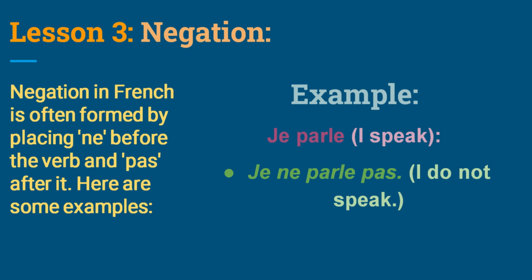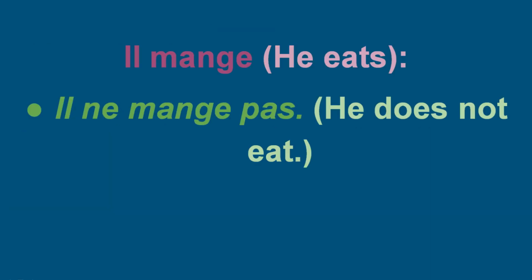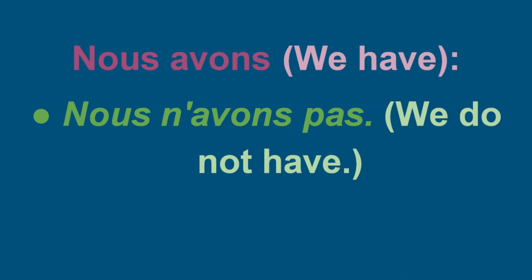Lesson 3. Negation. Negation in French is often formed by placing ne before the verb and pas after it. Here are some examples. Je parle, I speak. Je ne parle pas, I do not speak. Il mange, he eats. Il ne mange pas, he does not eat. Nous avons, we have. Nous n'avons pas, we do not have.